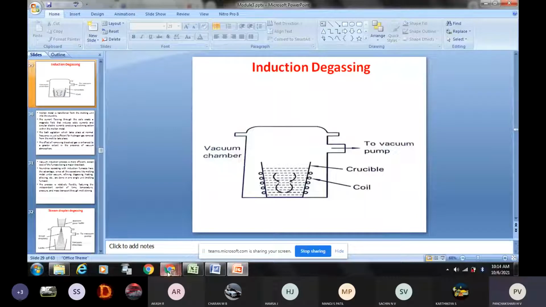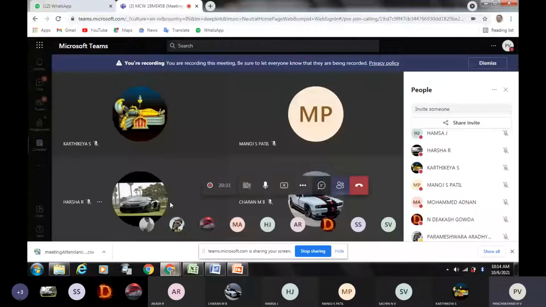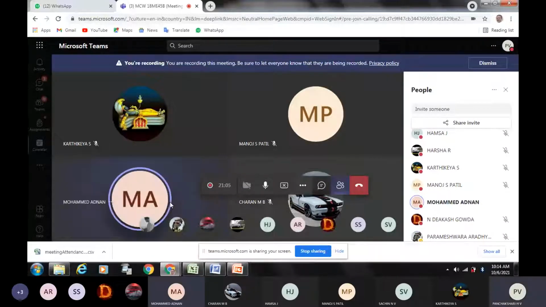What is vacuum? Manoj Patil, please unmute your mic and answer this question. What is a vacuum? Sir, removing air from inside the chambers. Removing air from inside the chamber. Muhammad Adnan, what is vacuum? It is a region where no air exists, sir. Region where no air exists. Okay.